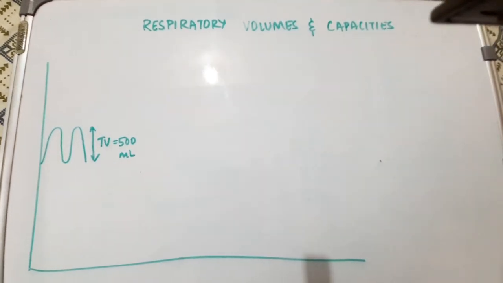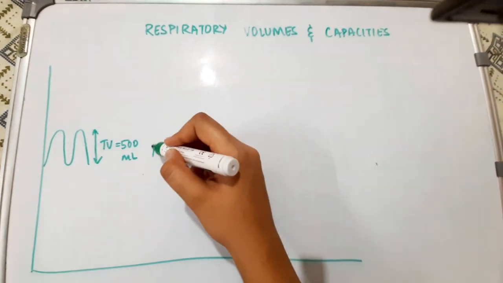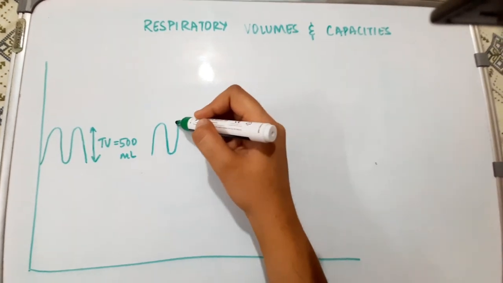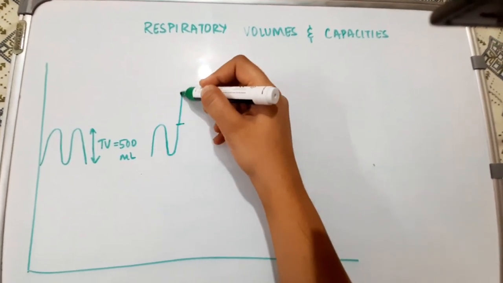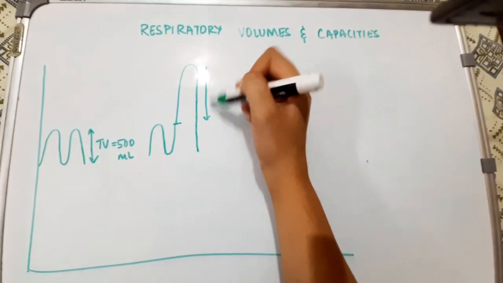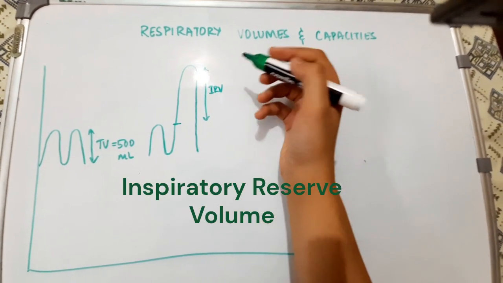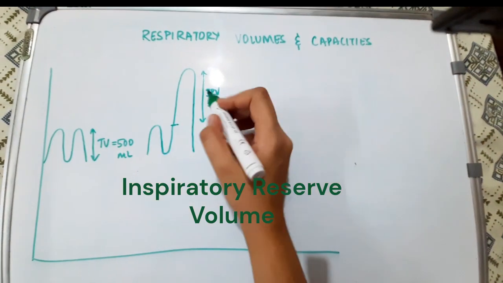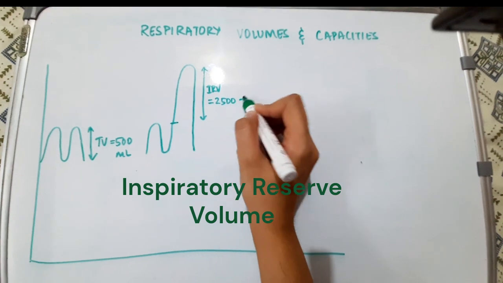Now let's say a person has inhaled or inspired normally, and now they do a forcible inspiration. So, this volume above and beyond normal inspiration, or the volume that a person inhales through forcible inspiration, is called inspiratory reserve volume. This is approximately 2500 to 3000 milliliters.